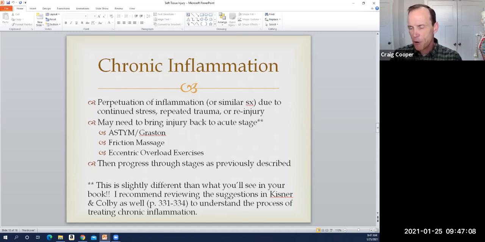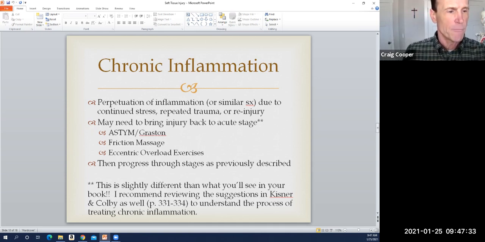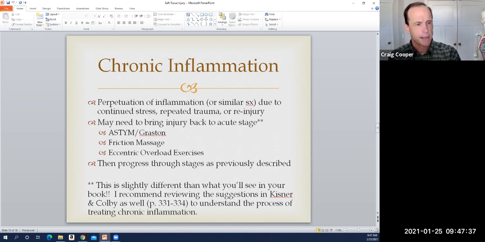And then eccentric overload is one of the key strengthening exercises that we feel can really help somebody with chronic inflammation get over it and help improve the strength and the tensile quality of the tissue that we're working. So I did lots of heel drops for my Achilles. Basically, I'd help myself up onto two feet, take one foot off the ground, and then slowly lower back down to eccentrically load my Achilles.